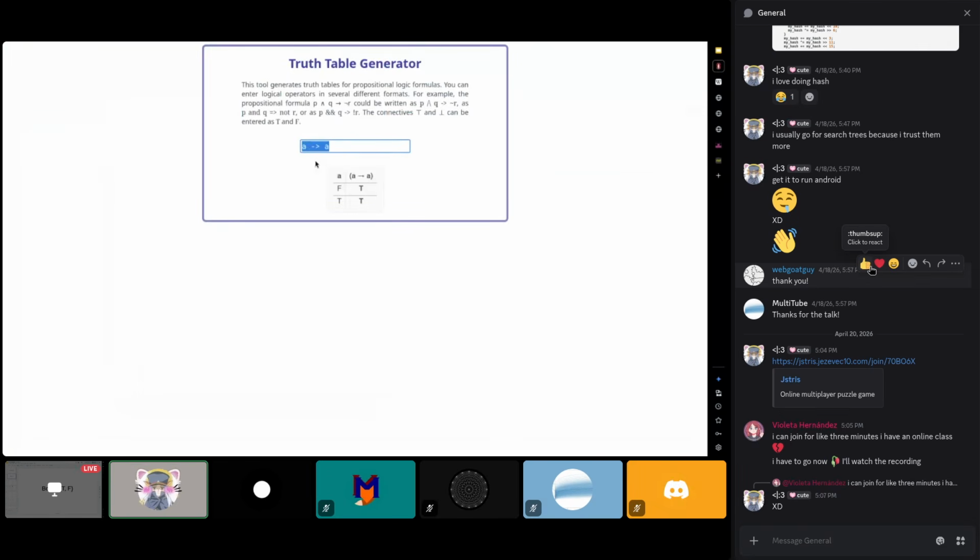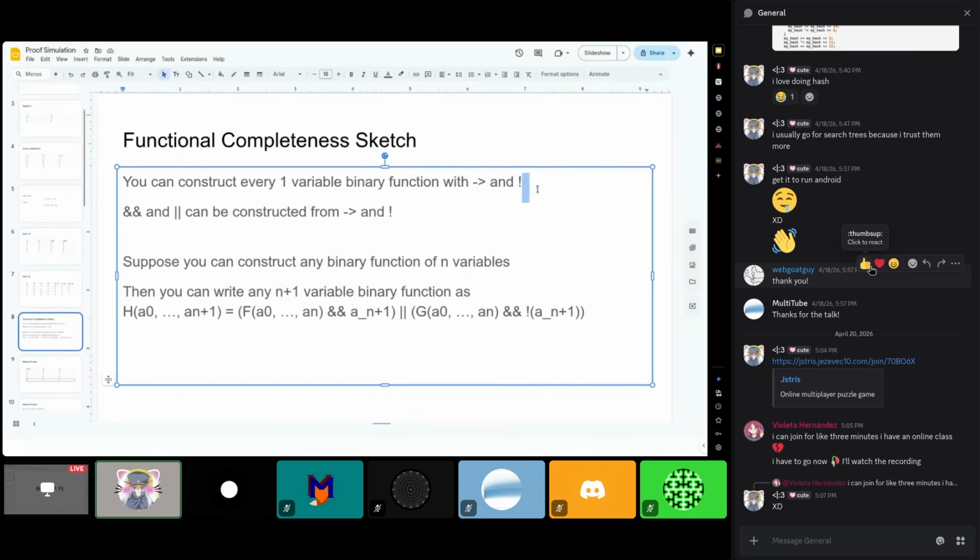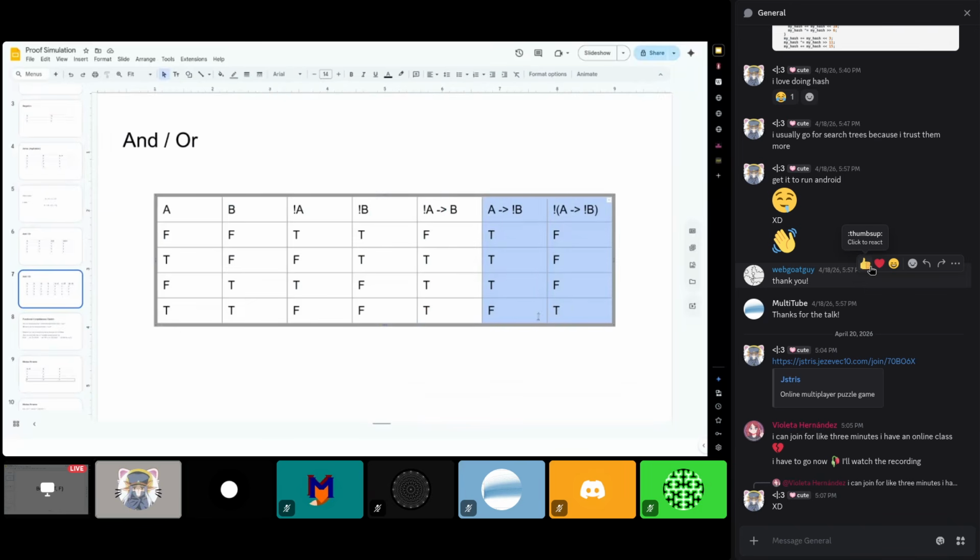So this is a function of one variable, but it represents the constant true function, right? This is how you would do false. Here's how you do identity, and then not A is of course just the negation. So those are all four of the one variable binary functions. As we saw above, and and or can be constructed from implication and negation. That's these two columns here.